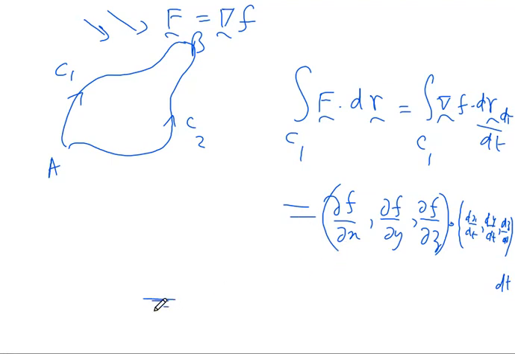So let's simplify this. Expand this: partial f with respect to x times dx over dt, plus partial f with respect to y times dy over dt.